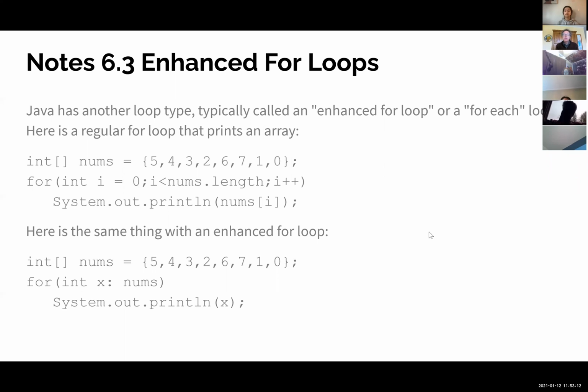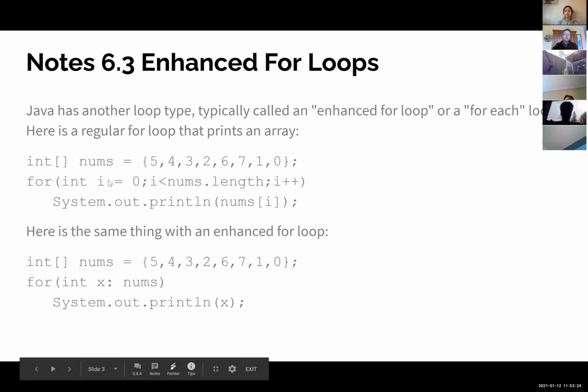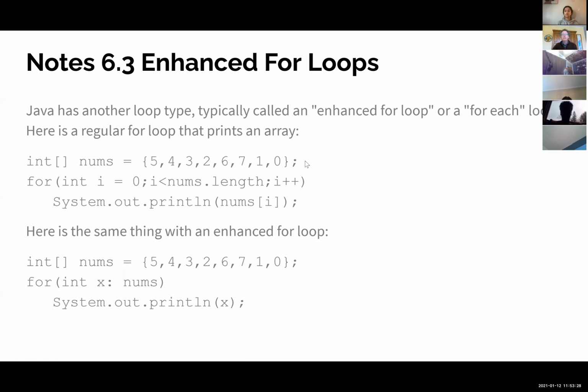All right, so these things called enhanced for loops, or they're also called a for each loop. These 3 lines of code up top are a regular for loop. So here I'm creating an integer array, and then I'm doing a regular for loop to print it, right? You're familiar with this. We've done this the last 2 classes. But here's the same thing with an enhanced for loop.